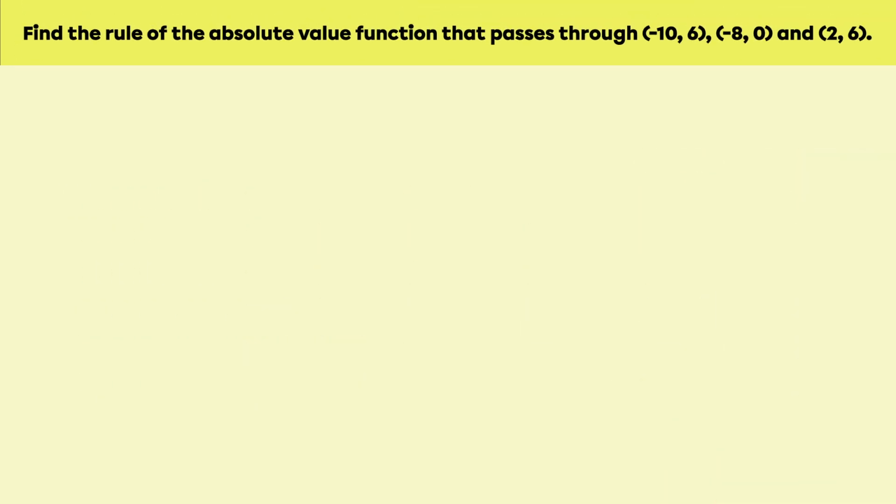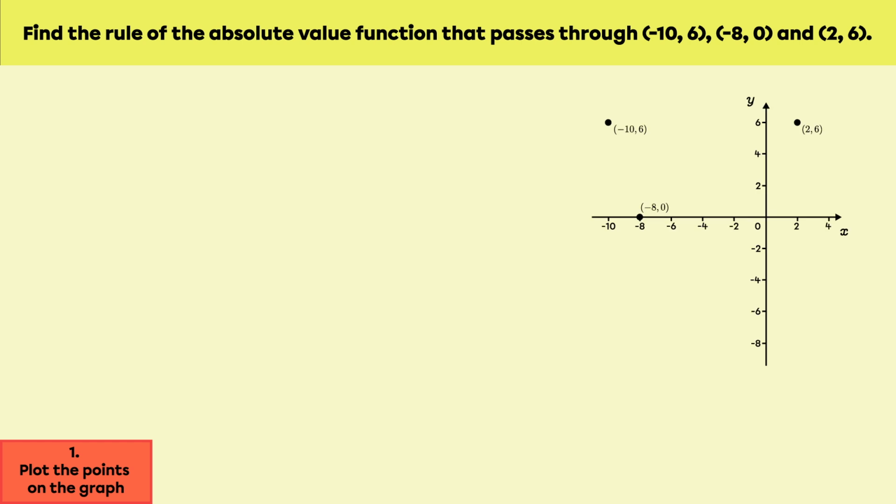We want to find the rule of the absolute value function that passes through points (-10, 6), (-8, 0), and (2, 6). The first step is to place the points on the Cartesian plane. We get this. Be careful. You might think that (-8, 0) is the vertex point, but it's not, since the two branches wouldn't be symmetrical. However, you can already see that the function must open upwards.